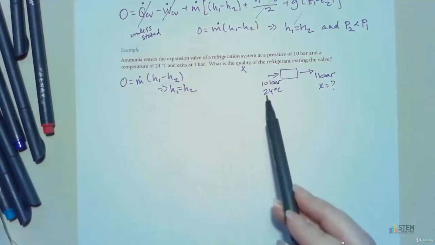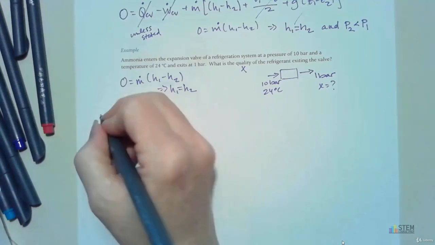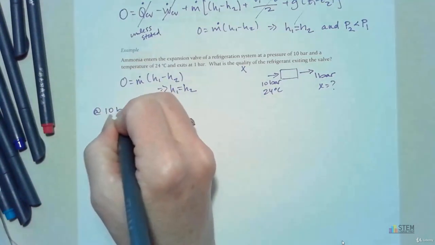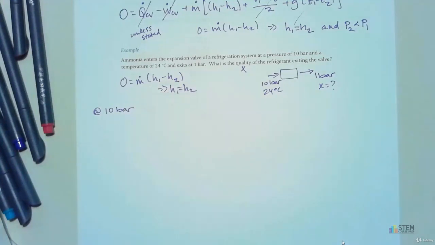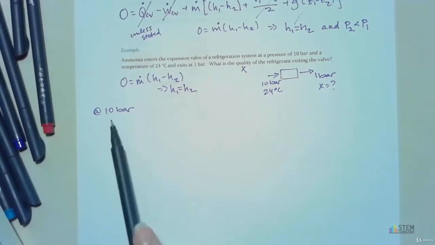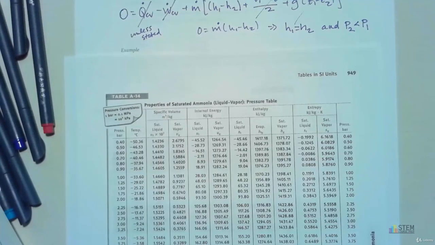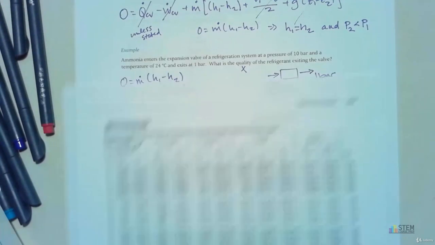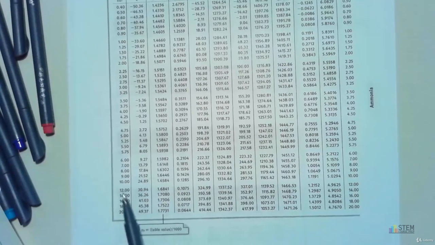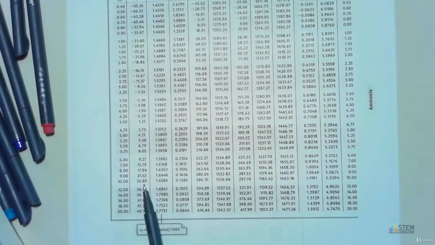Now at 10 bar, let's see what we have. What we want to do here is look at our saturated ammonia table. Let's look at this pressure, 10 bar. And this is table A14 in the Moran book. So 10 bar was our pressure. Here it is. Saturation temperature is 24.89.